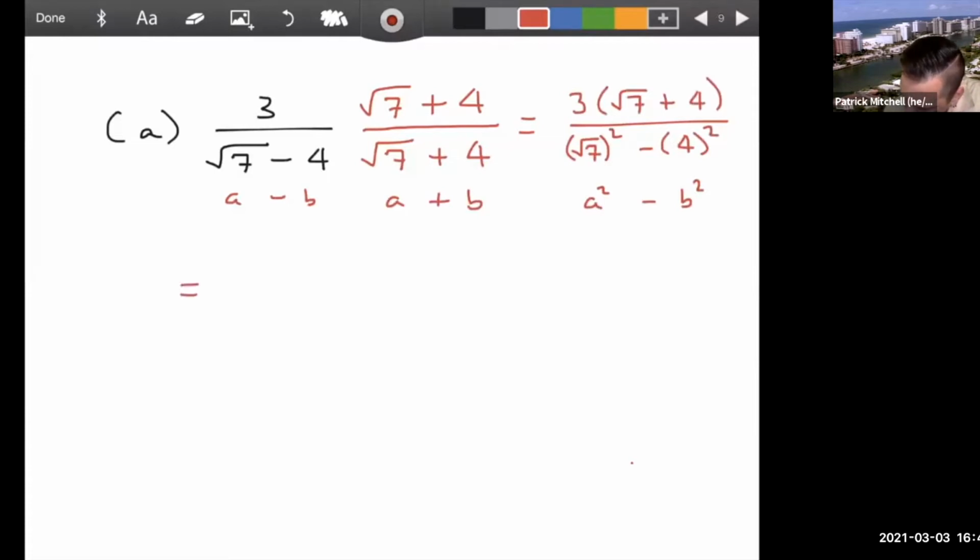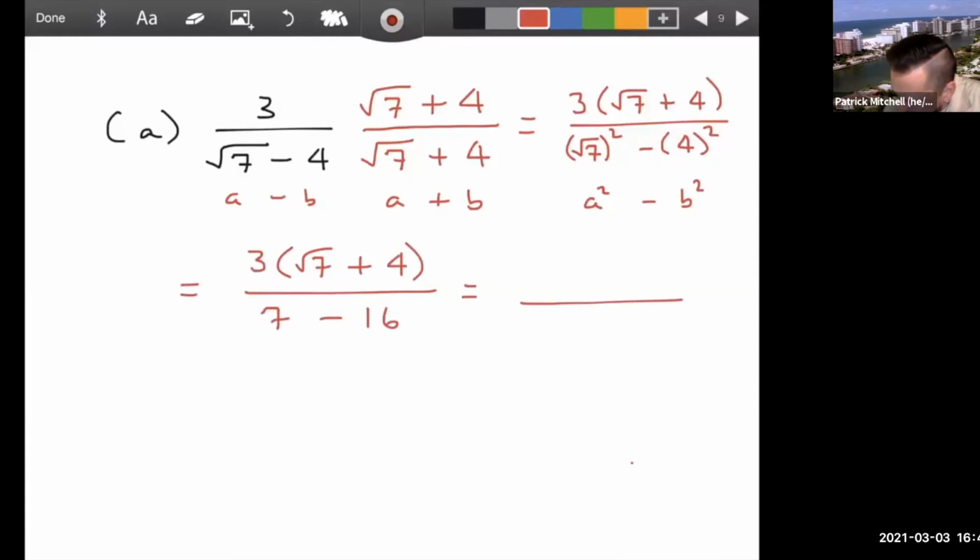All right, so when you square the square root of 7, you just get 7. When you square 4, you get 16. Upstairs, we have 3 times square root of 7 add 4. 7 minus 16 is negative 9.